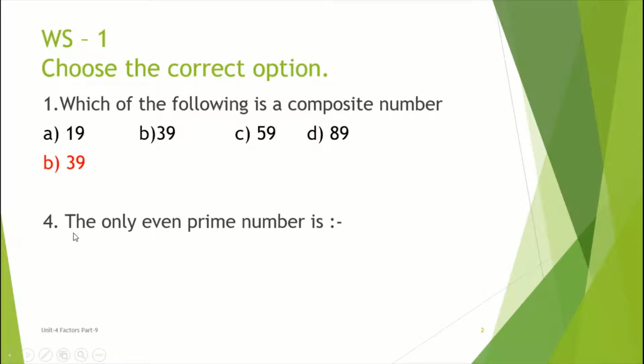Now we will see the fourth question. The only even prime number is... Okay scholars, we know that all even numbers are composite numbers because they have more than two factors, but there is only one even number which is a prime number, that is 2. The options are 3, 1, 2 and 4. So only 2 is an even prime number, so the correct option is C, that is 2.